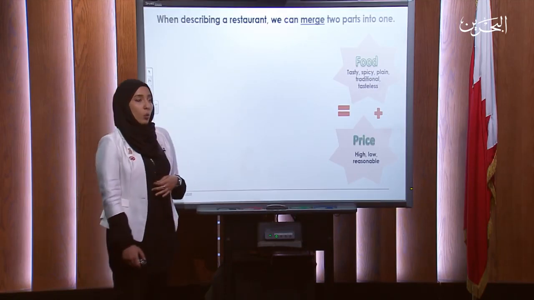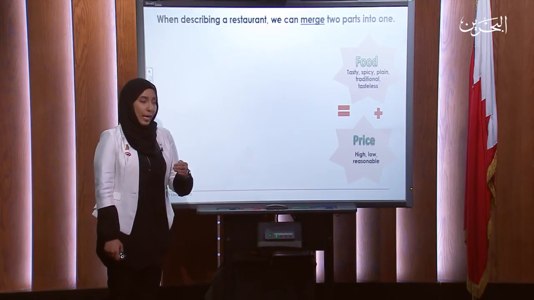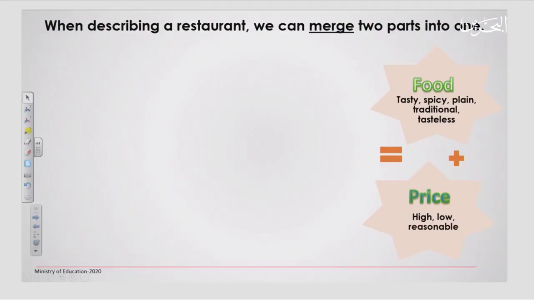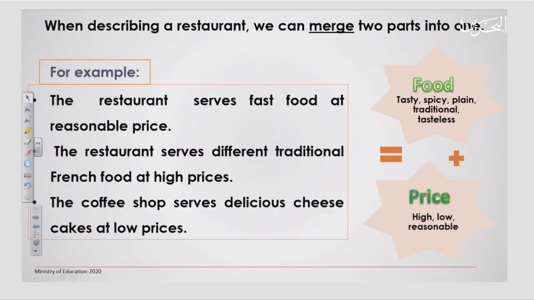Now, what I want you to do is, usually, as we said, there are 2 points or 2 parts that can be joined together to make it one. So, the food, the type of the food and the price could be merged, joined together to create one sentence. For example, the restaurant serves fast food at a reasonable price.